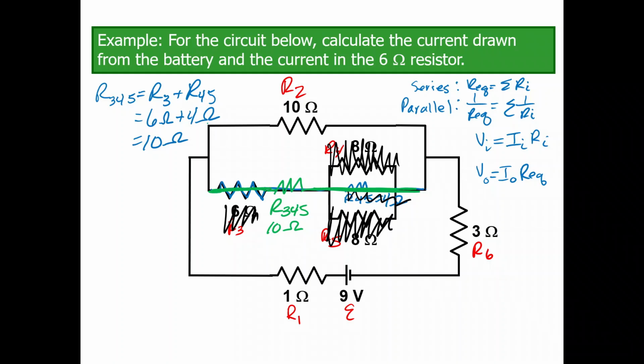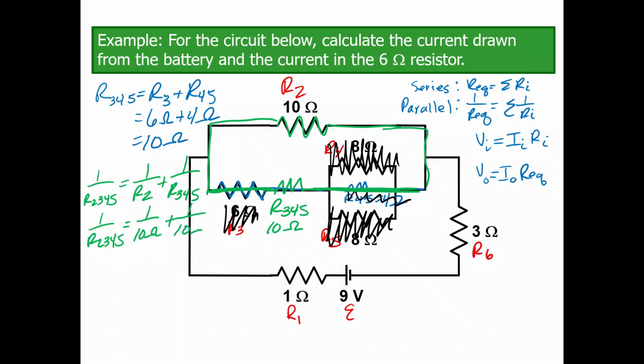That is now in parallel with resistor R2. So we're in parallel again. So you do 1 over my new equivalent resistance, which I'm going to call R2345, is going to be 1 over R2 plus 1 over R345. So we're going to have 1 over R2345 equal to 1 over 10 ohms plus 1 over 10 ohms. So 1 over R2345 is going to be 2 over 10 ohms.